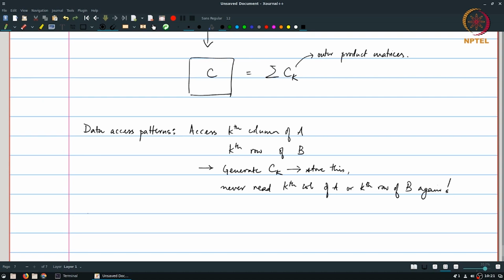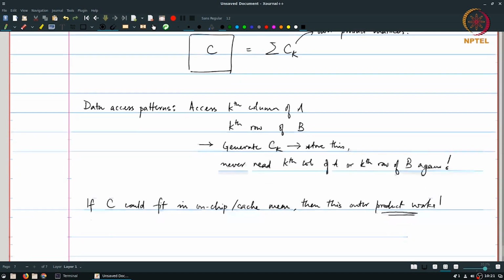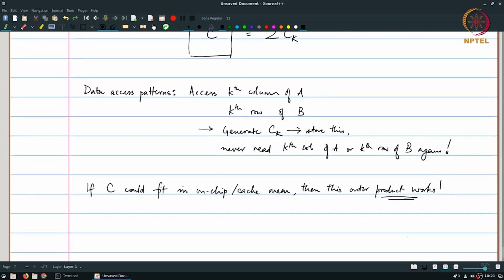One possibility is, if C could fit in on-chip or cache memory, then this outer product method works. What does that mean? It means that the entire C matrix could be stored somewhere in on-chip memory. The values of A and values of B need to be read in, but will be read in only once.